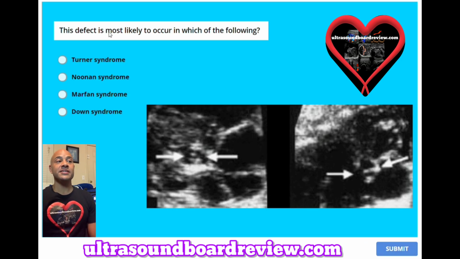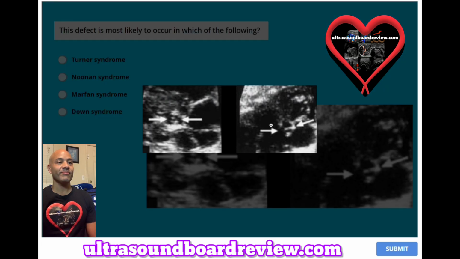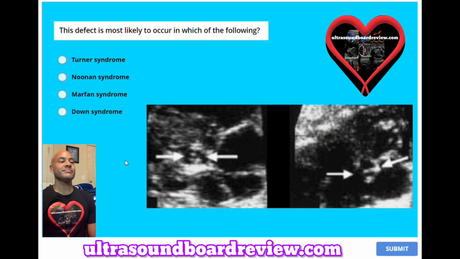Question 77. This defect is most likely to occur in which of the following? A. Turner syndrome. B. Noonan syndrome. C. Marfan syndrome. Or D. Down syndrome. The answer is A. Turner syndrome, and this image represents a fetus with a bicuspid aortic valve.